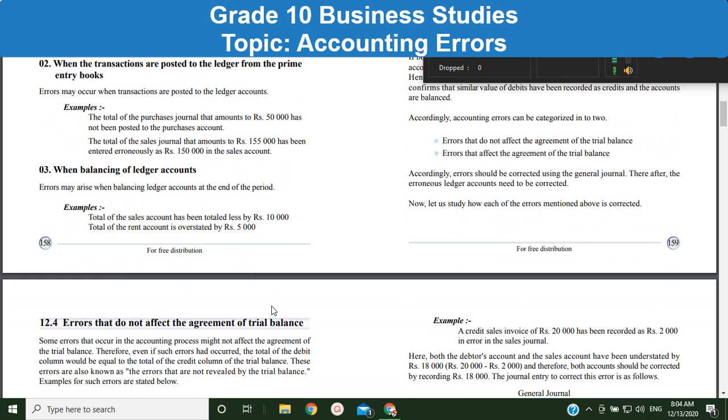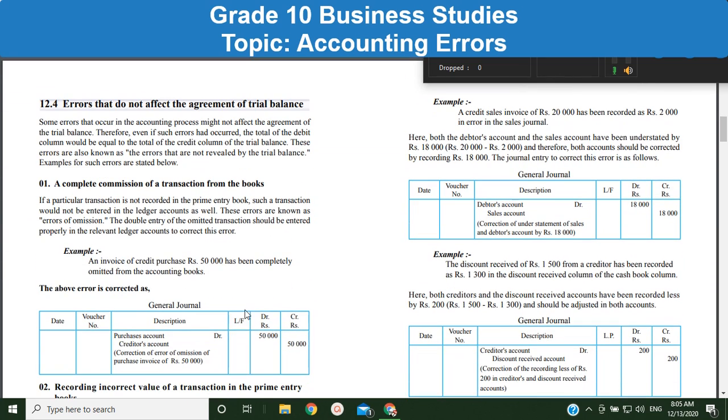Okay, let's see the first type of error. One is complete omission of a transaction from the book. That means the entire transaction is missed 100%. We missed this transaction fully. At that time we have to write the correct transaction. Again we cannot go to the other prime entry books, so we have to correct it through our existing book, which is called the general journal.